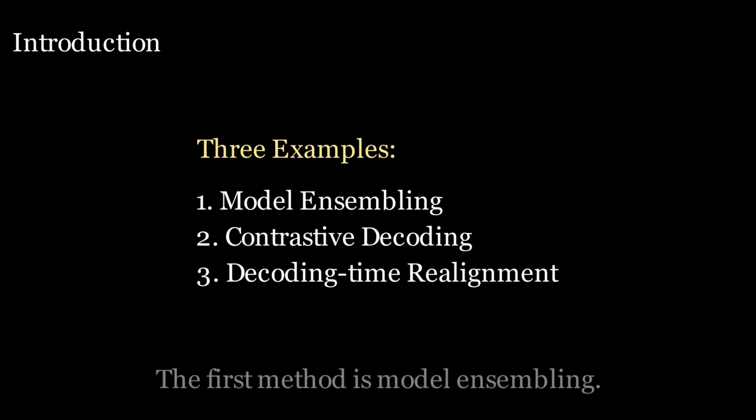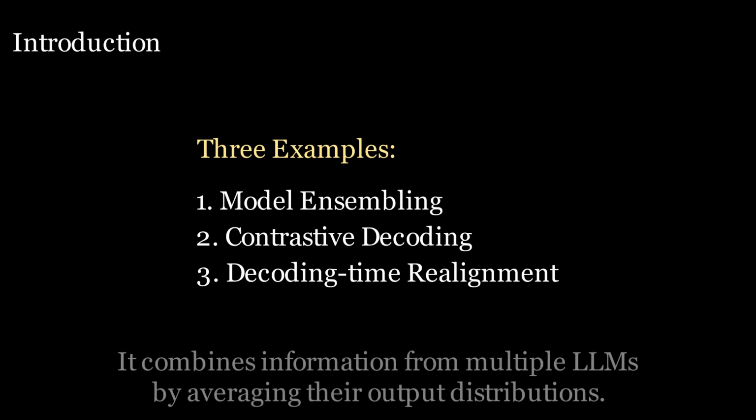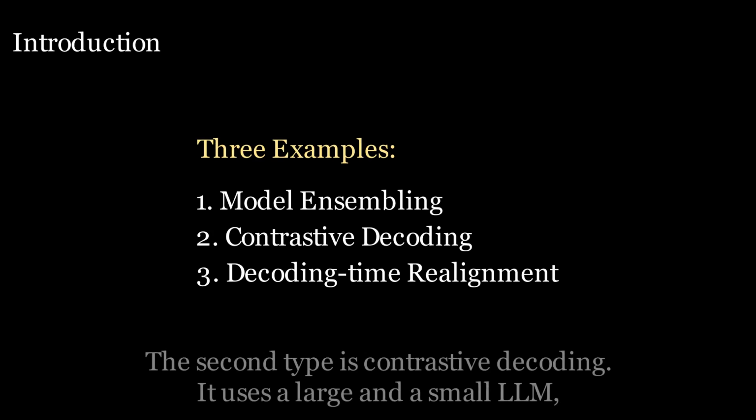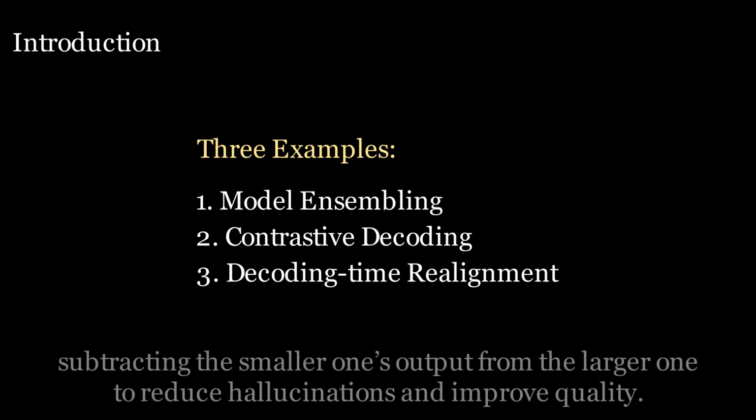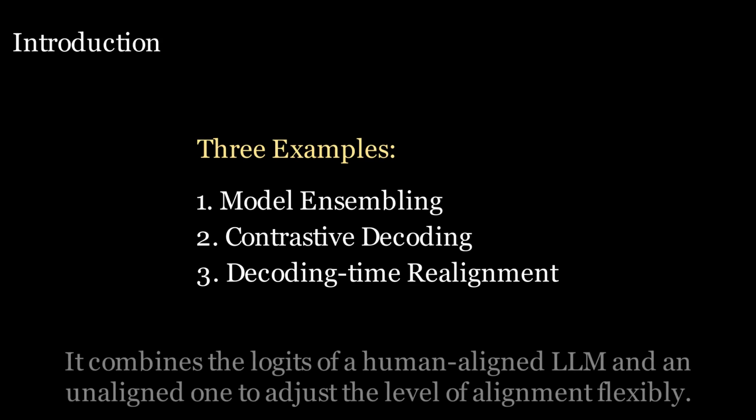The first method is model ensembling. It combines information from multiple LLMs by averaging their output distributions. The second type is contrastive decoding. It uses a large and a small LLM, subtracting the smaller one's output from the larger one to reduce hallucinations and improve quality. The third type is decoding-time realignment. It combines the logits of a human-aligned LLM and an unaligned one to adjust the level of alignment flexibly.